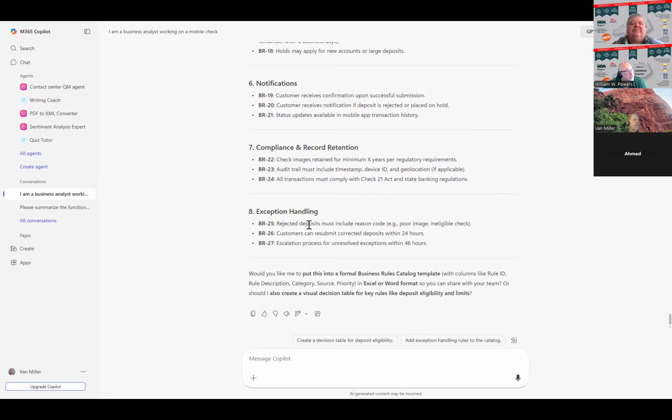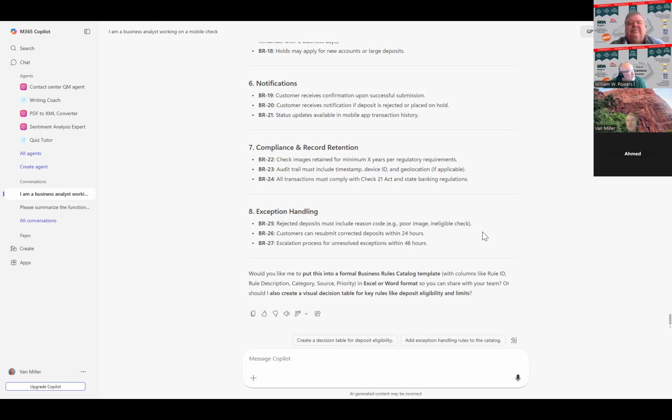Exception handling: rejected deposits include a reason. I remember that being in our case study. Customers can resubmit corrected amounts within 24 hours. I don't remember that necessarily. Escalation process for unresolved issues. I do remember something about that.